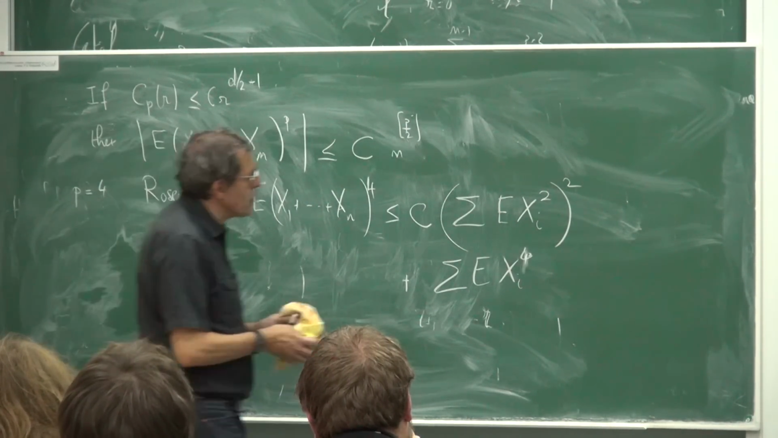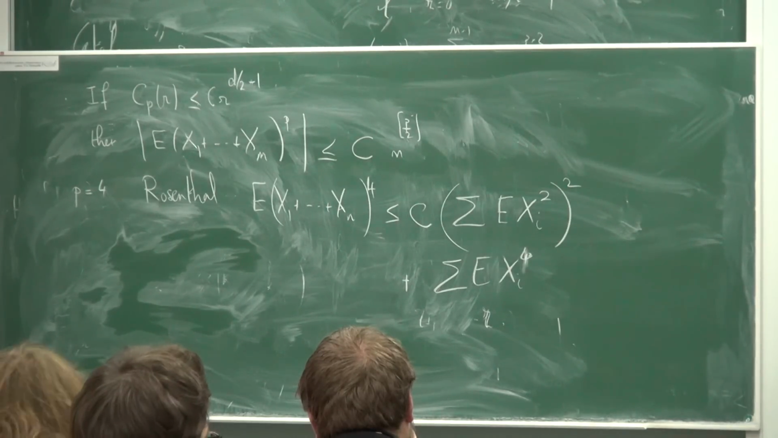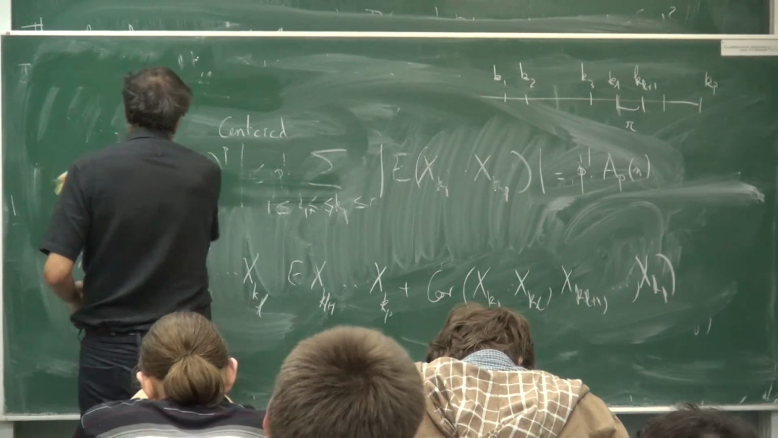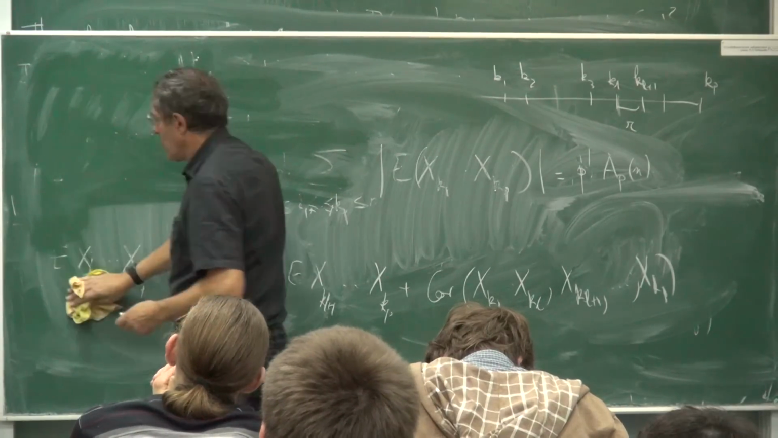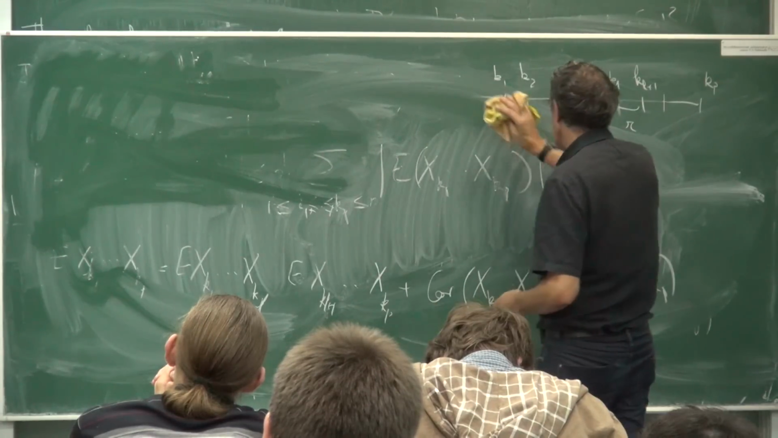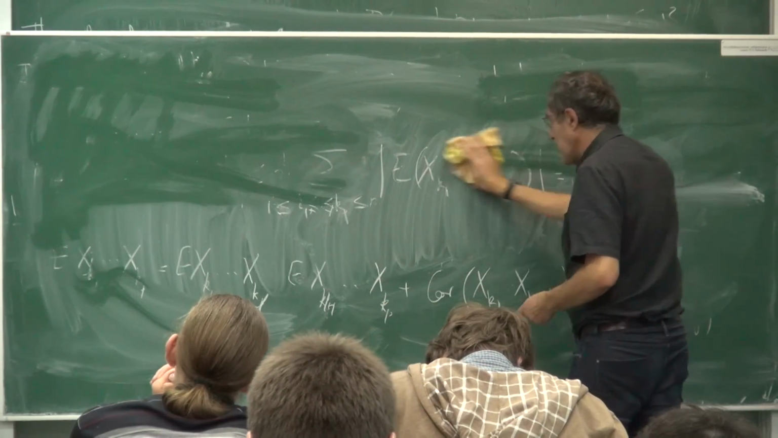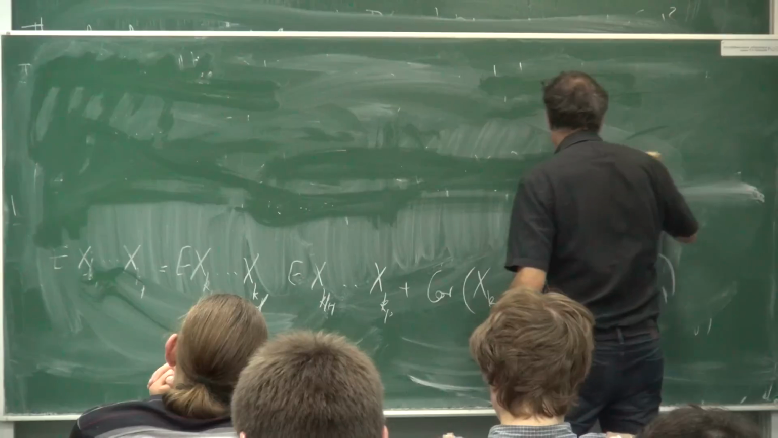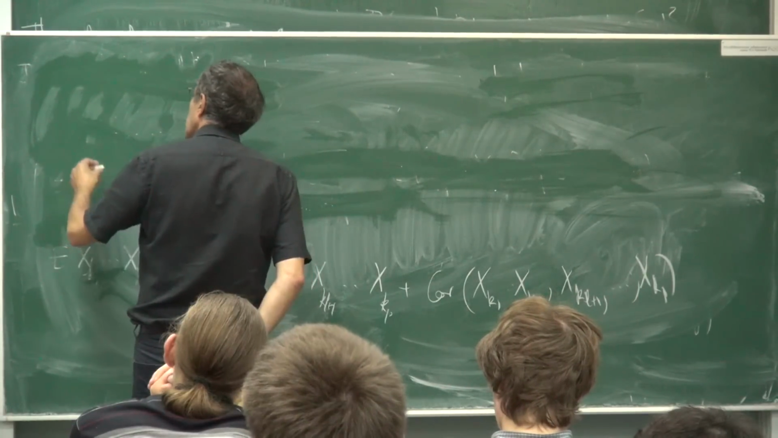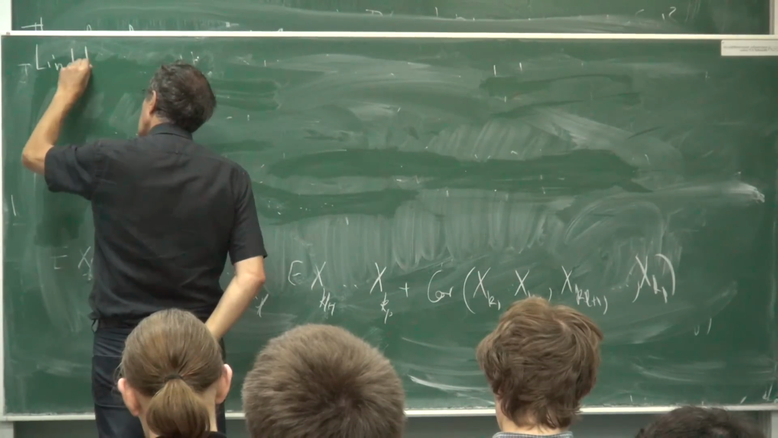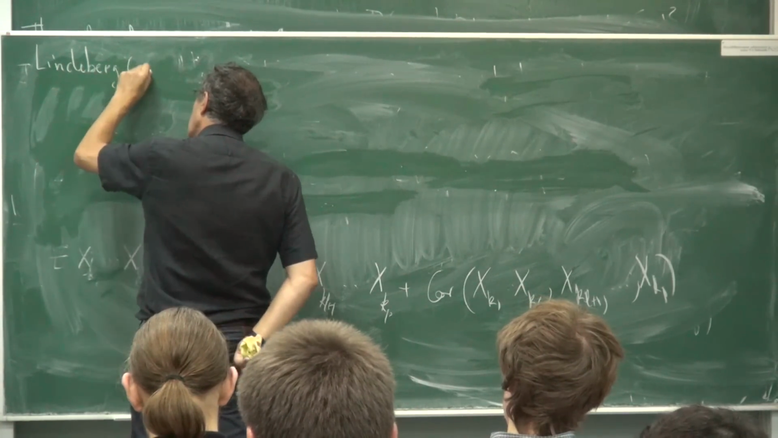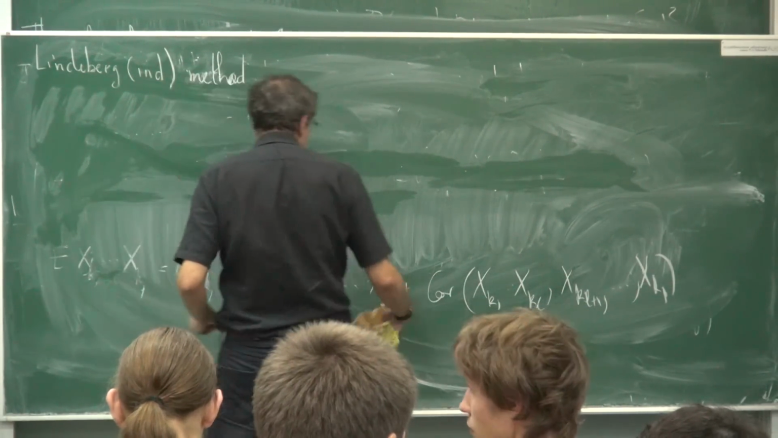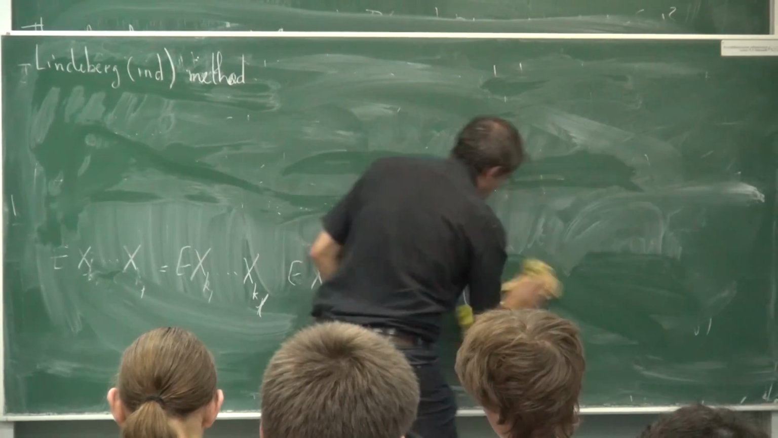I think I shouldn't go further for this story, because I wanted to explain a bit about the Lindeberg method. Because there is one very central result, I think, in probability theory, which is the central limit theorem. And I will just explain the Lindeberg method, the independent method, and then how to extend it to the Lindeberg dependent method.